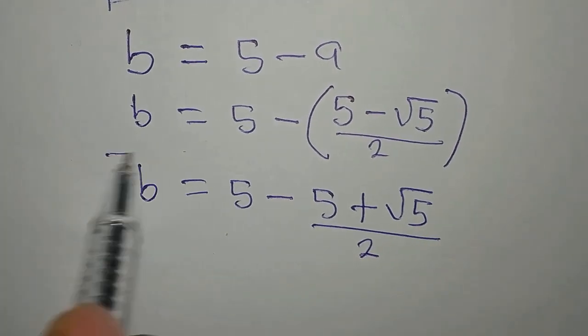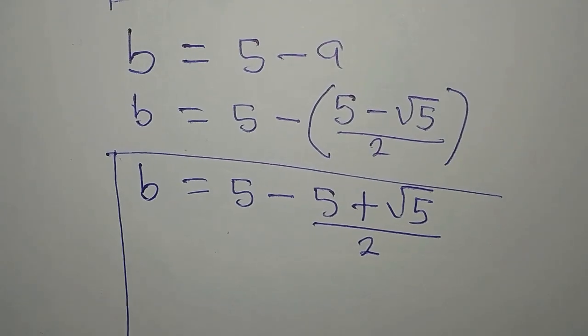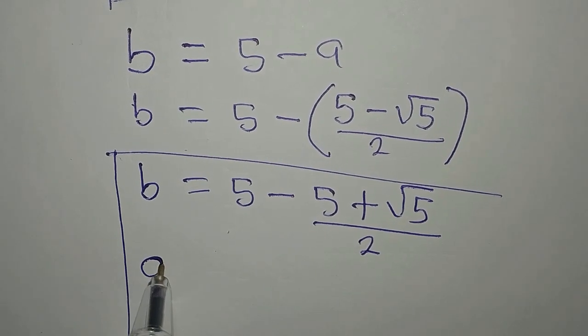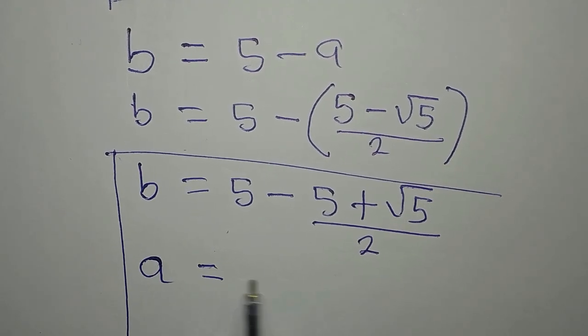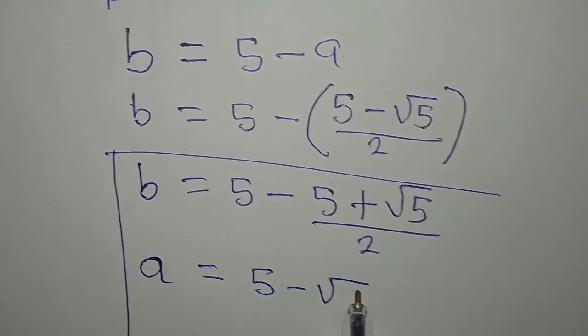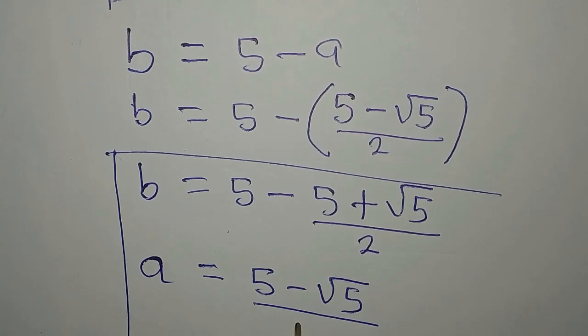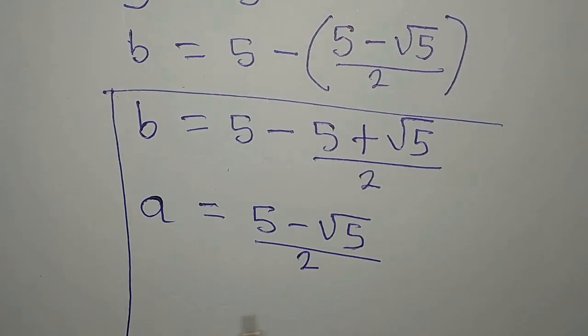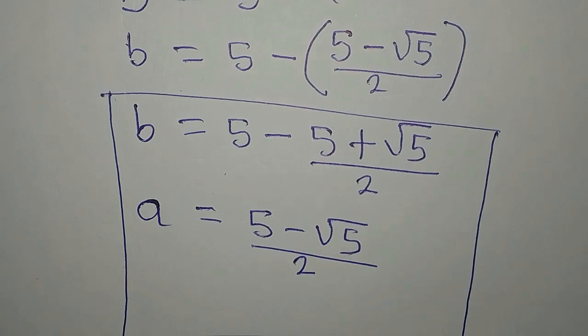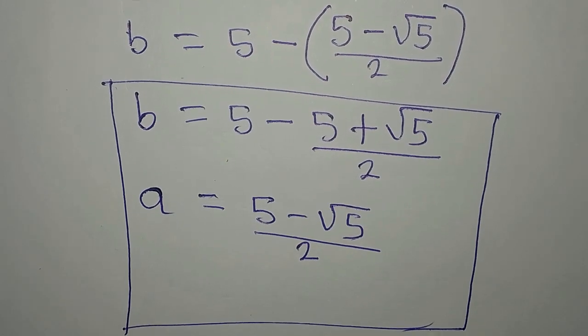Okay, so what are we saying? We're saying that when b is equal to this, then our a equals 5 minus square root of 5 over 2. So from here we have the other values for a and b.